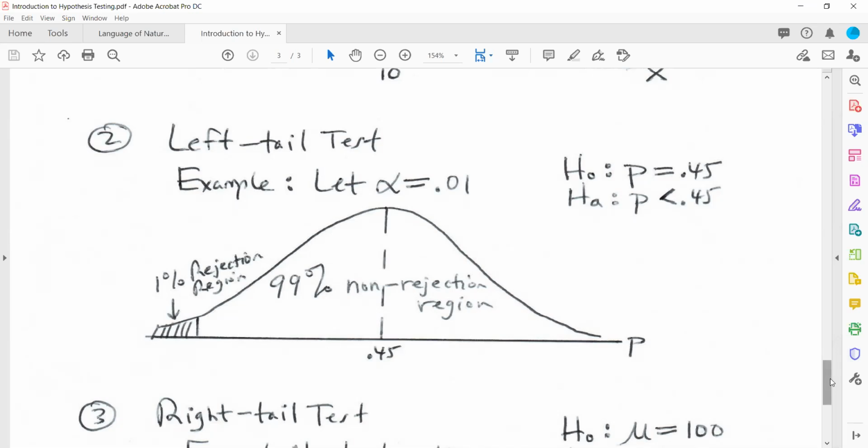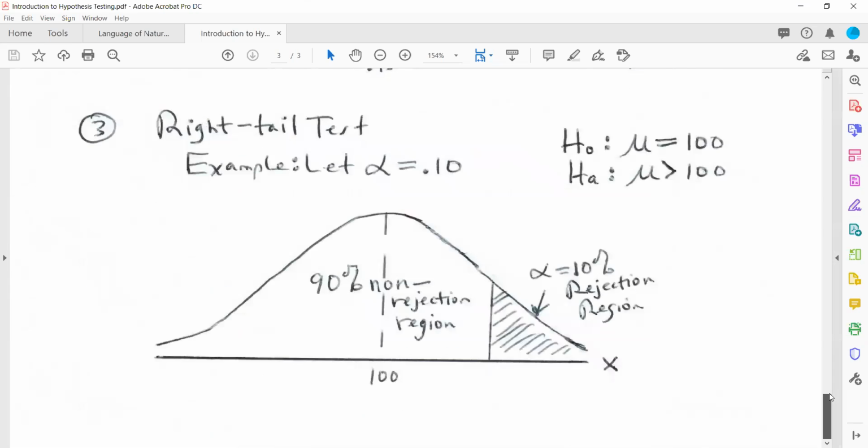And then finally, we have another type of test called the right tail or upper tail test, where the alternative hypothesis has a greater than symbol. So the researcher believes that the true population mean is greater than 100 in this case, significantly greater than 100. So in this case, this researcher picked alpha as 10%, the probability of a type 1 error. The level of significance is 10%.